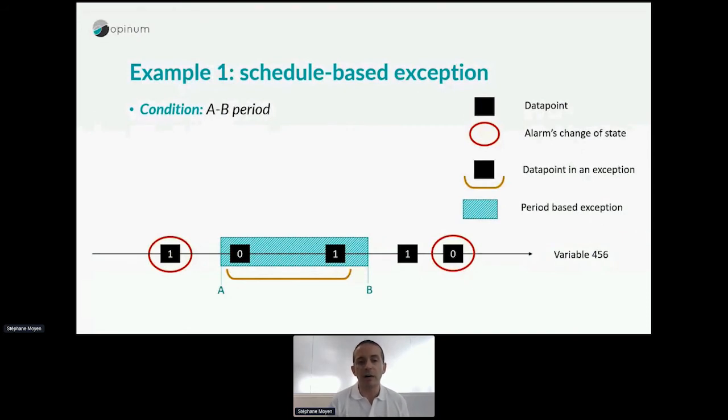In this case, you can see the different data points. The first one here has a change of state, and we have set up a schedule between the point A and B, during which we have an exception. So you can see the theoretical changes of states of the data points during that time, but those are completely ignored. And the next change that you will have for your alarm is when it goes back to 0 at the end of the timeline you can see here. We don't have any new evaluation in between.